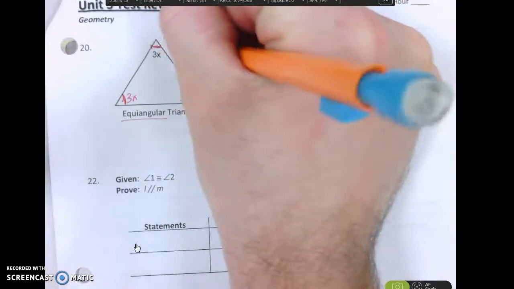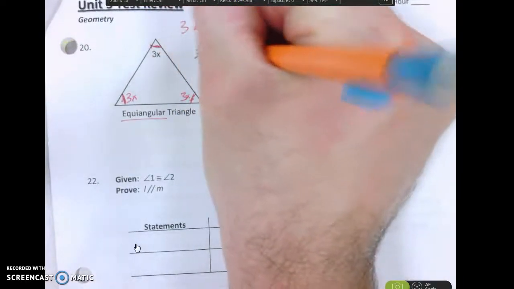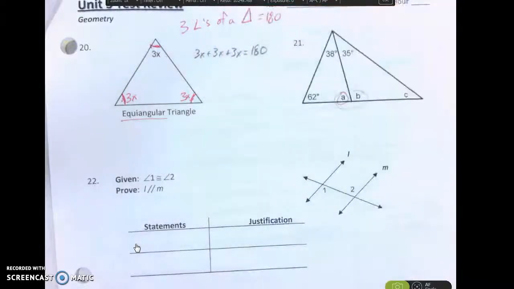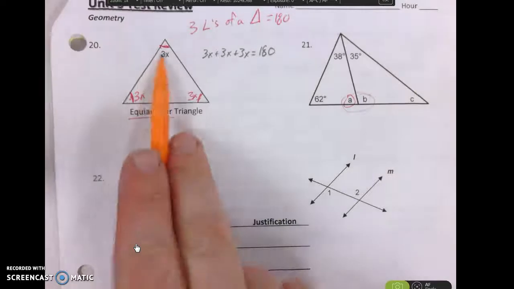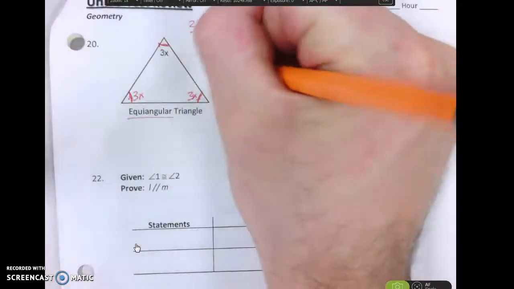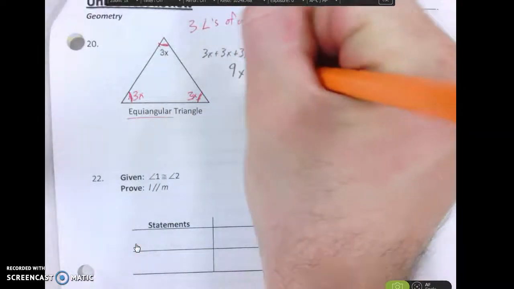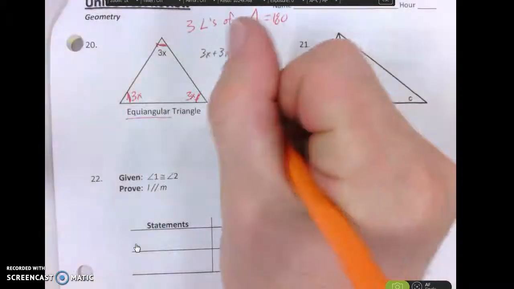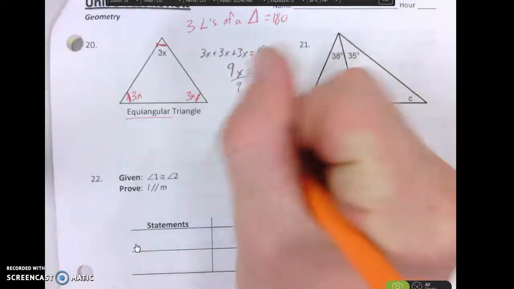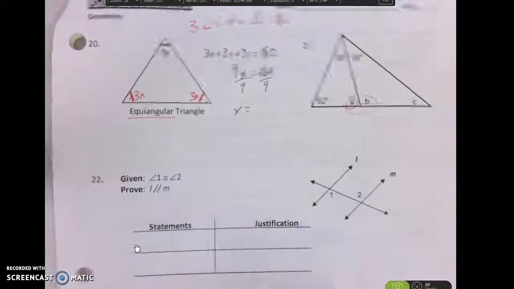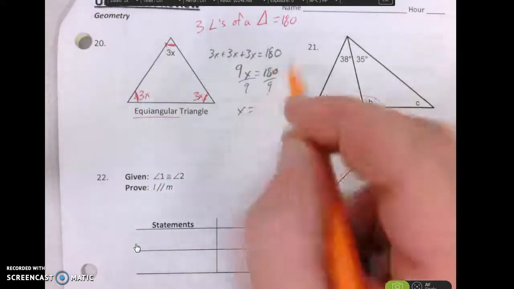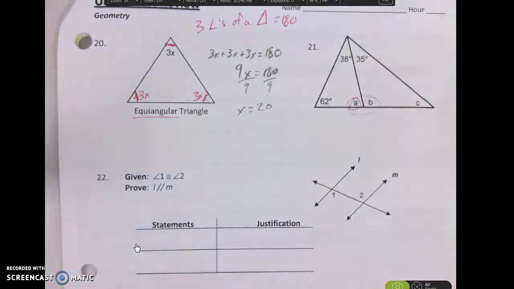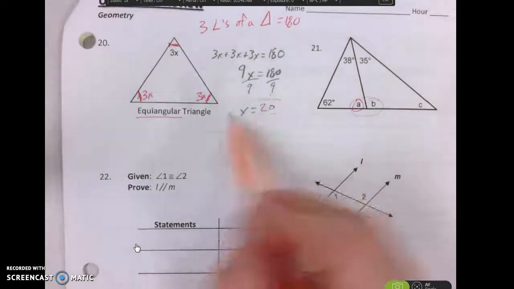And then I'm going to do 3x plus 3x plus 3x equals 180. Now, if I were you, I probably wouldn't have written out all of these 3x's. I would just combine like terms. I want 3, 6, 9x equals 180. Divide both sides by 9. And x equals, let's see, 9 fits into 18 two times, but then we have this extra 0, so it's going to be 20. That's the answer, x equals 20.